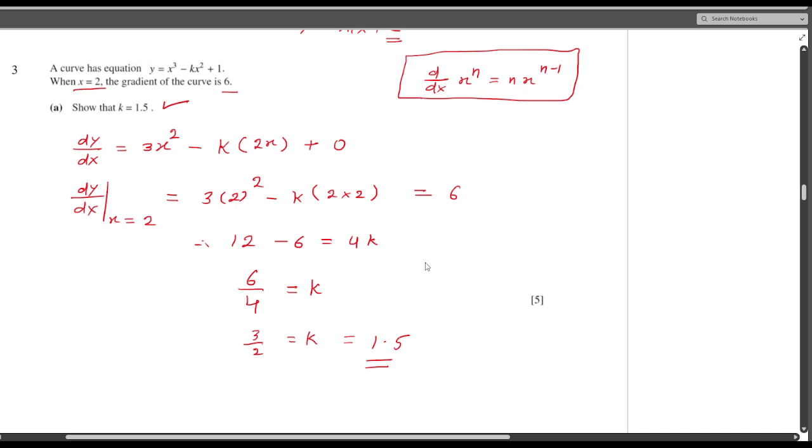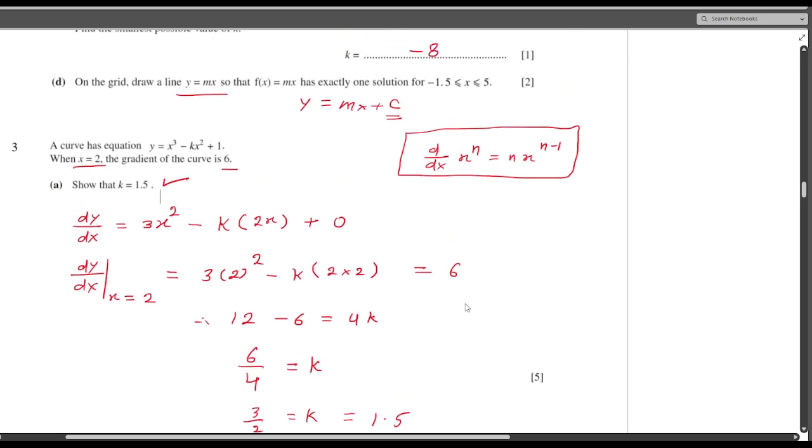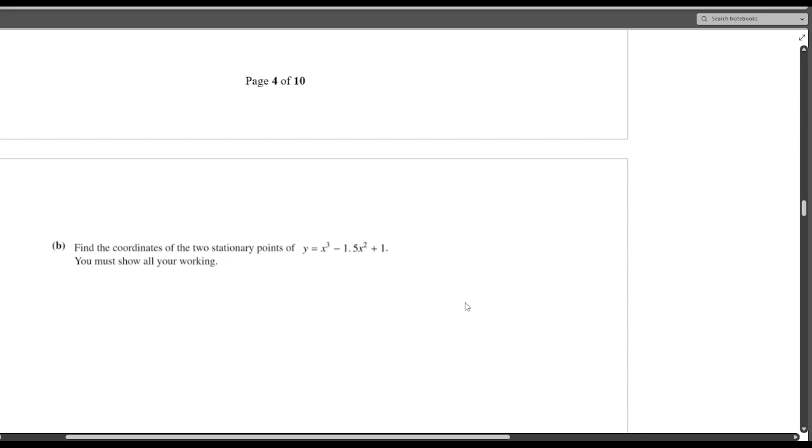Here simply we have to differentiate it and put the value of x as 2, that will be equal to 6, the gradient. This is a gradient function. So this is for 5 marks. Simple question for 5 marks, right? Now find the coordinates of the two stationary points.